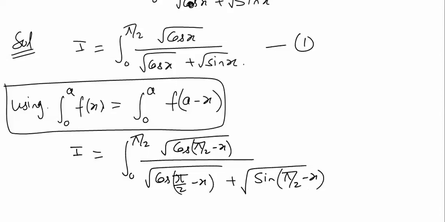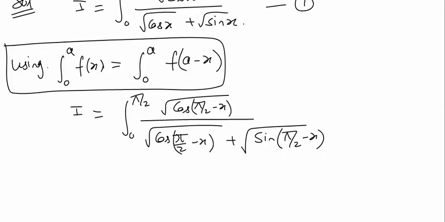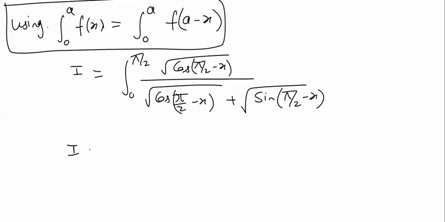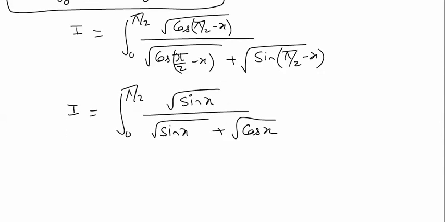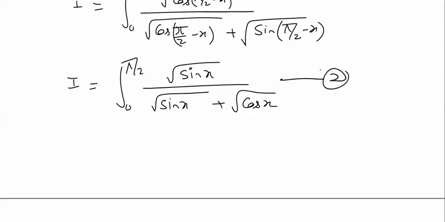Isn't it? What is cos of (pi by 2 minus x)? It is sin x. So I convert it to under root of sin x upon under root of sin x plus, can I say this will become cos x? Pi by 2 minus x will be in the first quadrant only, so in the first quadrant all are positive. Let us say this is equation number 2.